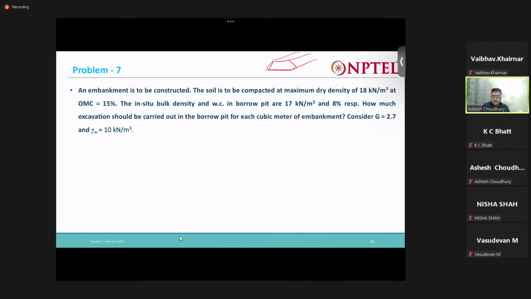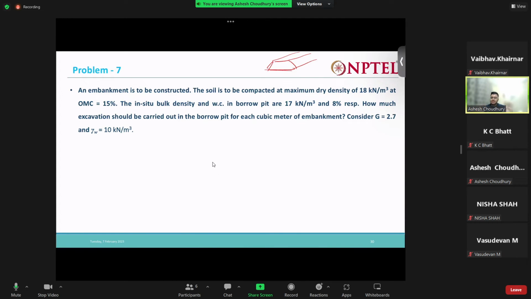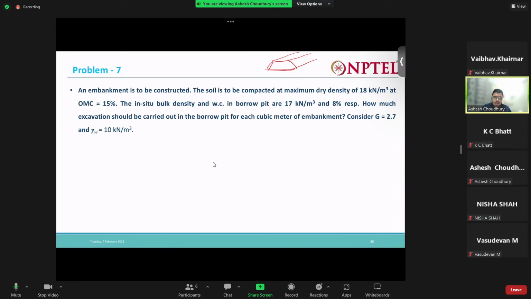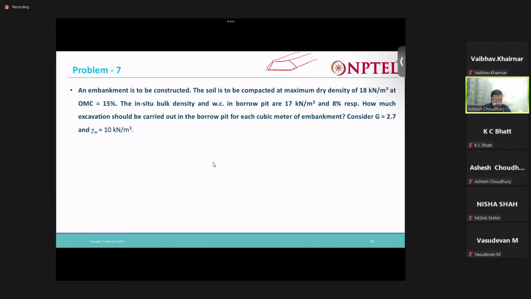So let us look into the question. We have an embankment to be constructed. The soil is to be compacted at a maximum dry density of 18 kilonewton per meter cube at OMC equal to 15%. Means the embankment soil has to be compacted and densified so that the dry density is 18 kilonewton per meter cube.